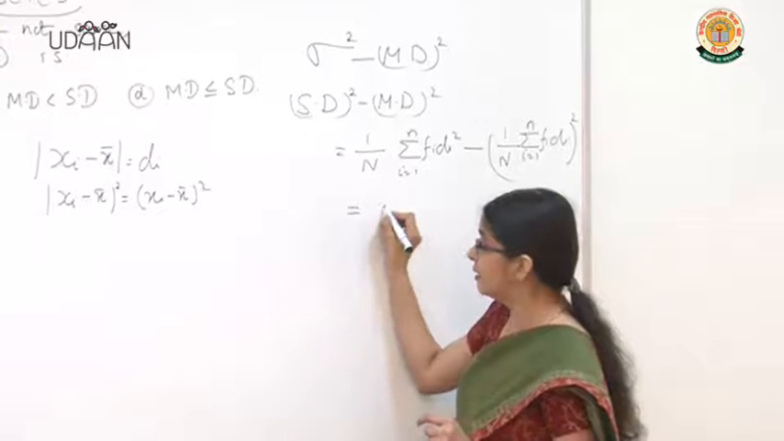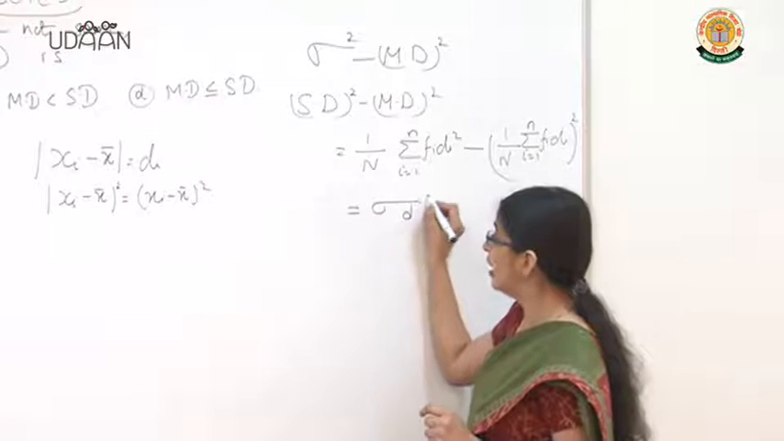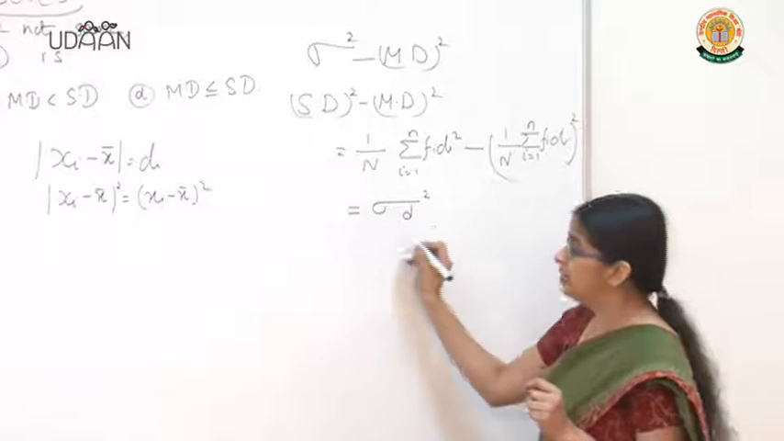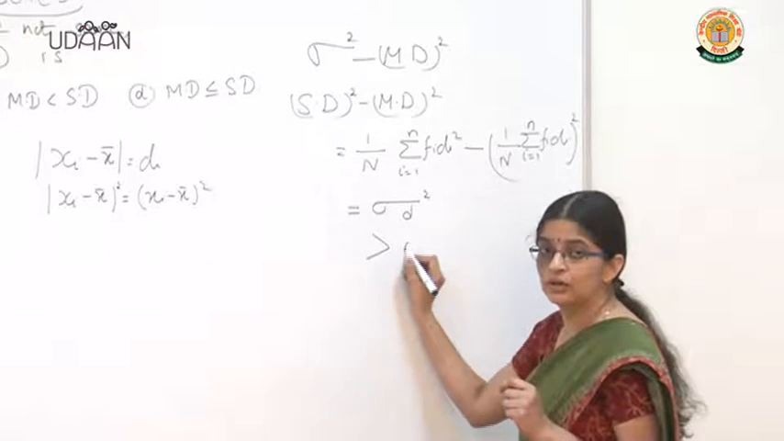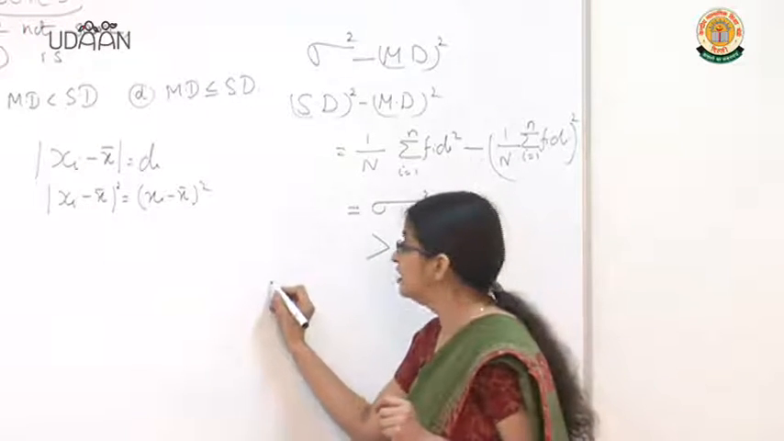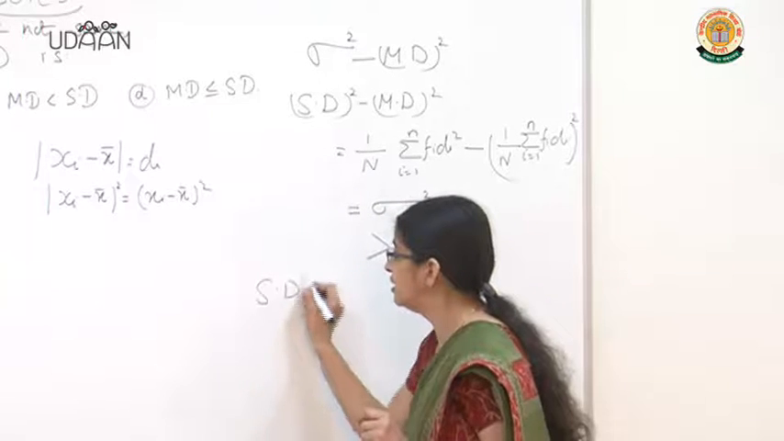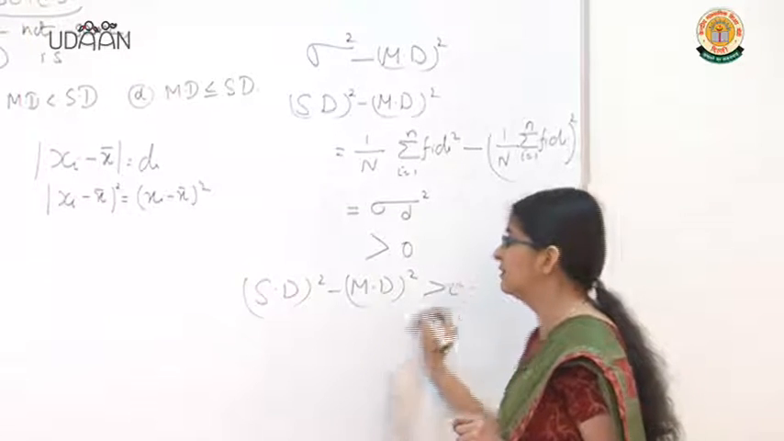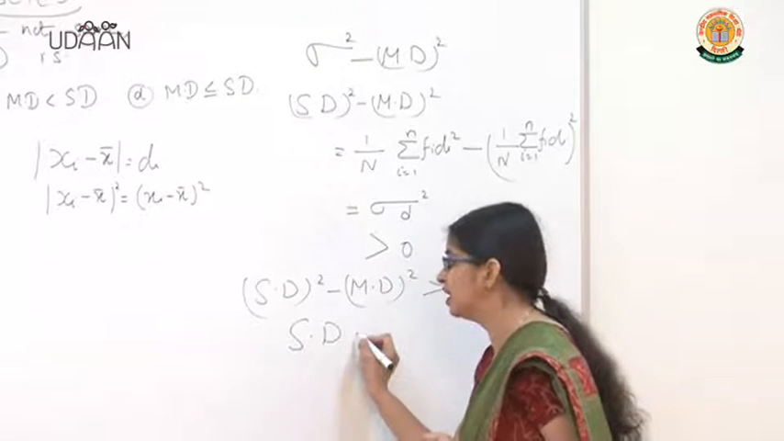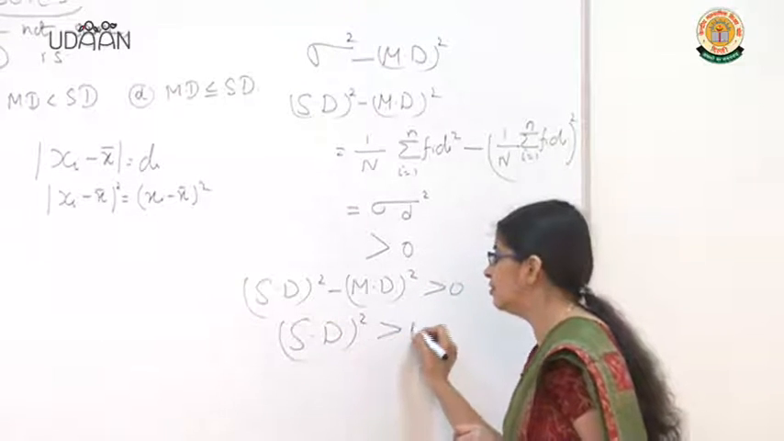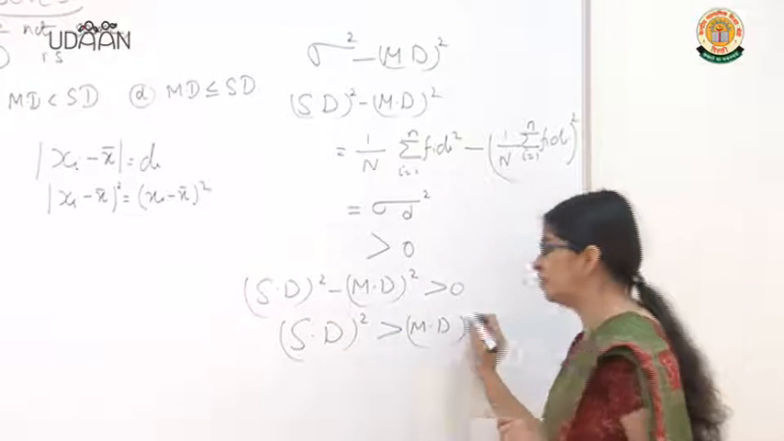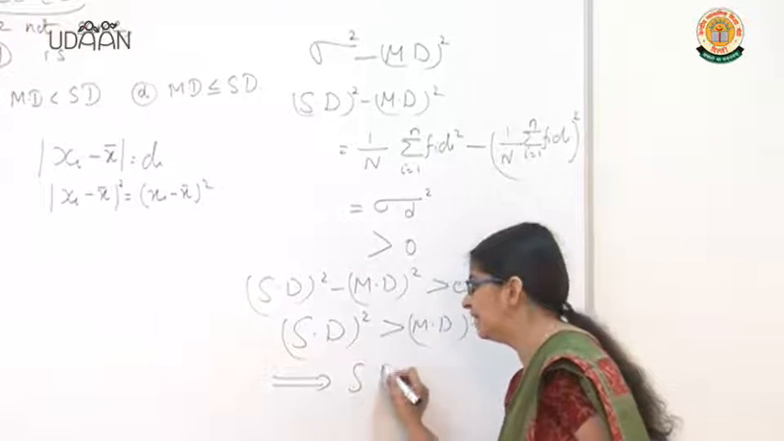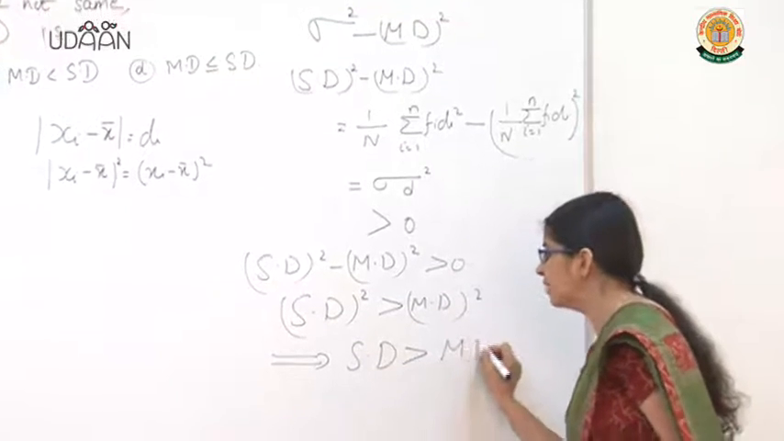It is nothing but, I will write here, sigma d square. Variance is nothing but sigma d the whole square. We know that it is clearly greater than 0, that is, standard deviation square minus mean deviation square is coming out to be greater than 0, which implies standard deviation square is greater than mean deviation square. Both of these are positive quantities, so we can write this implies standard deviation is greater than mean deviation.